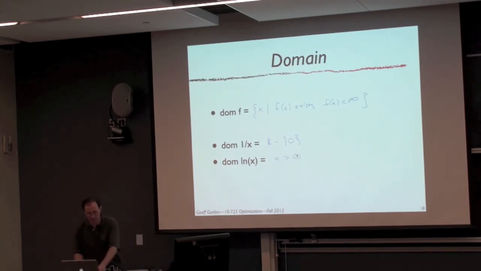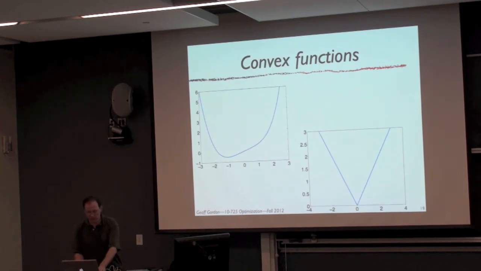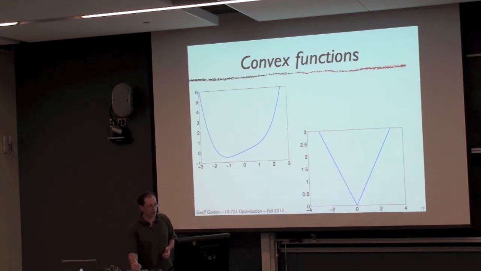And so now a function is convex if and only if the epigraph is convex. So f being convex as a function is the same as saying that the epigraph of f is convex as a set.